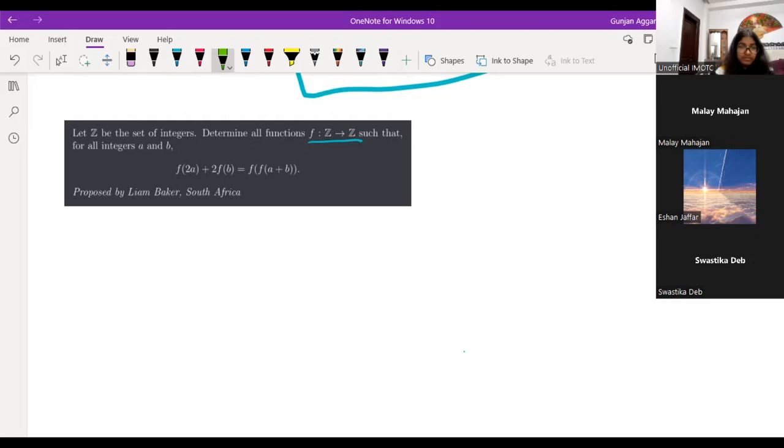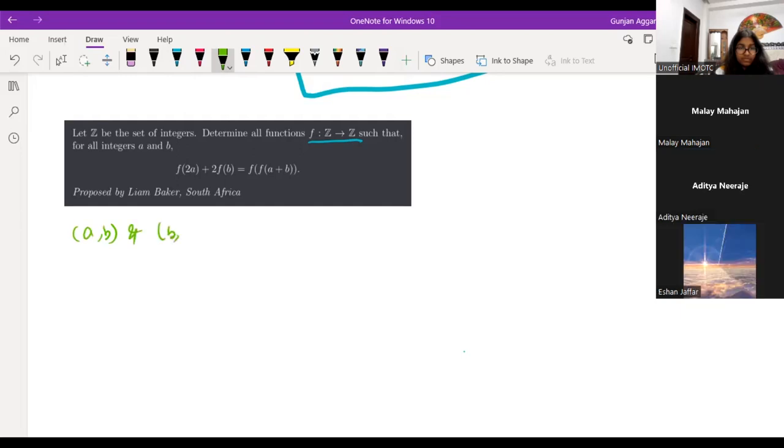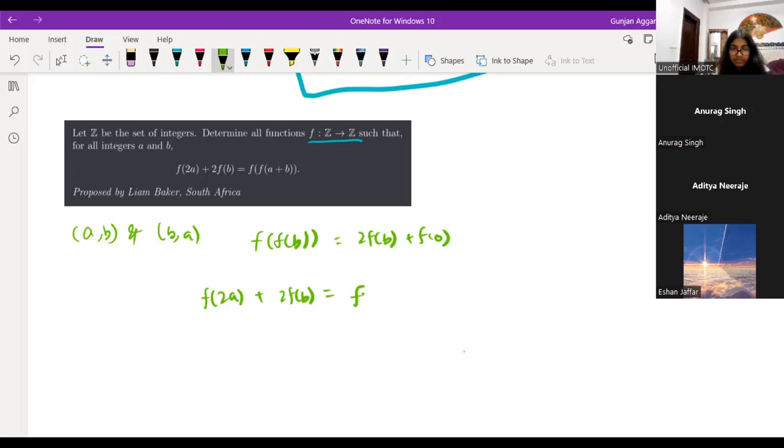We can try swapping a and b. If you put a as 0, you do get f of b is equal to 2 f of b plus k. If you just prove f is surjective, you should get f of x is 2x plus something. F is surjective, we can just prove it. If you just prove that, you'll get f of x is 2x plus something.